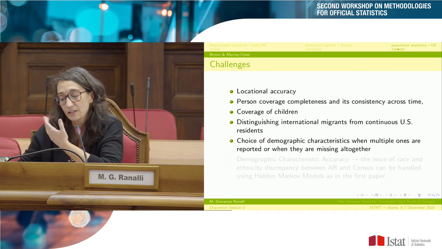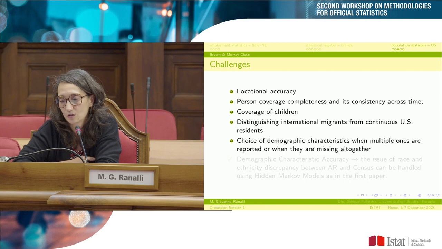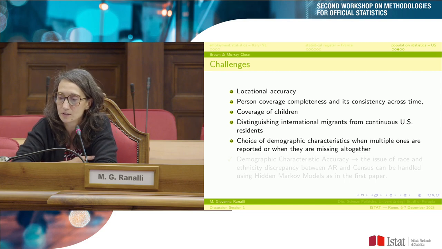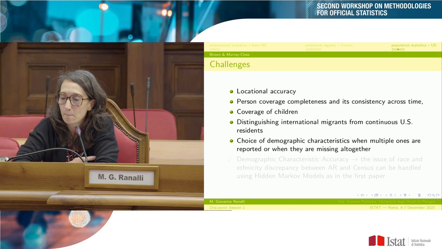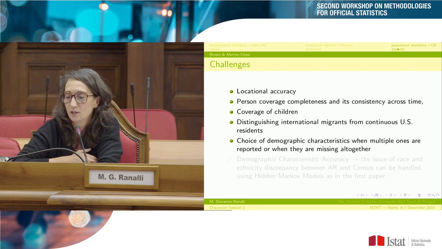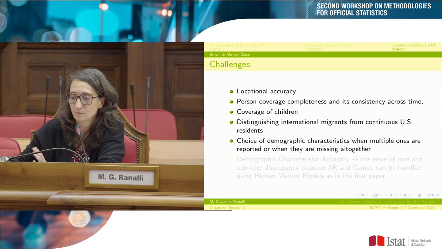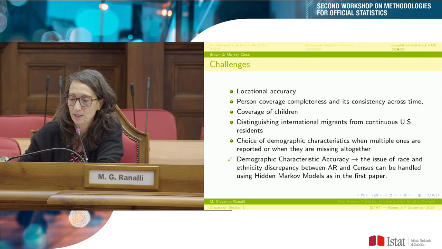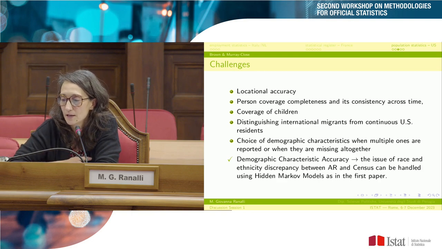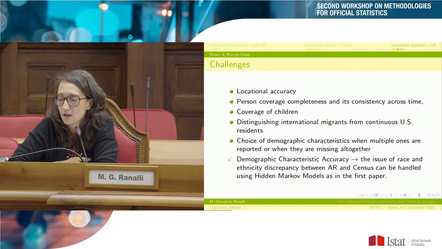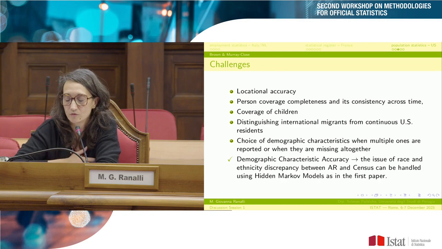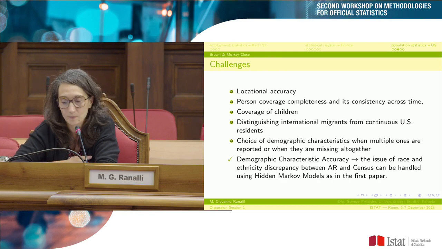But then there are challenges that were described in the presentation, such as locational accuracy, personal coverage completeness and its consistency over time, children. And there's one in particular, the last one, the choice of demographic characteristics when multiple ones are reported or when they are missing altogether. I think it was not discussed a lot in the presentation, but it was in the paper. And as a comment, I would really say that the issue of race and ethnicity discrepancy between the register and the census can be handled using hidden Markov models very similarly to the approach described in the first paper.